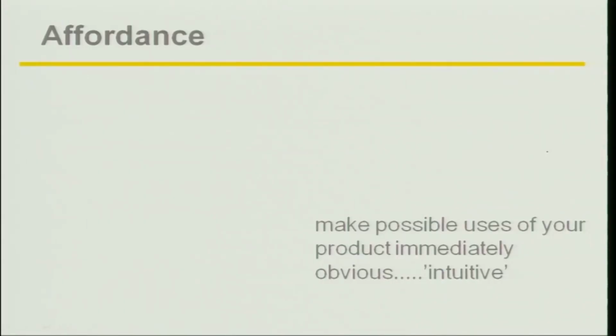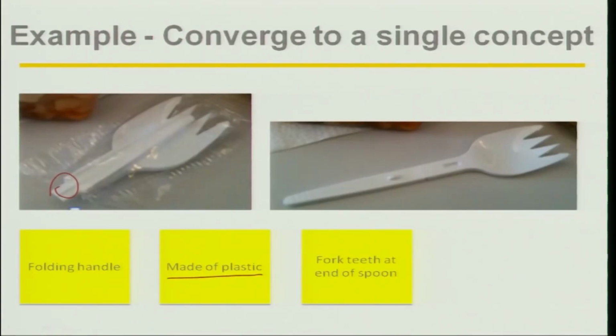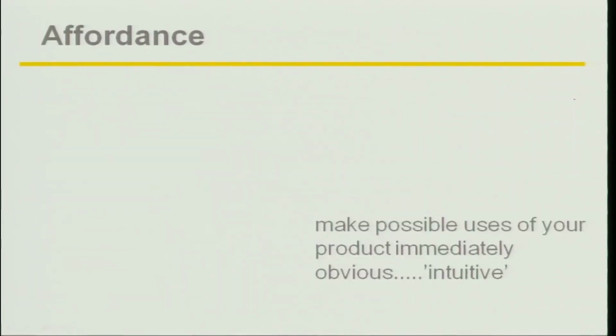Now, as we understand this whole process of ideating multiple solutions and then clustering them and forming a theme and then coming up with a single concept, I would like to introduce you to the concept of affordance. Okay, what is affordance? Affordance means that whatever you design, the possible uses of your product must be immediately obvious. When you look at the product, when you touch it, it must be immediately clear for you what that product does, which is also called intuitive.